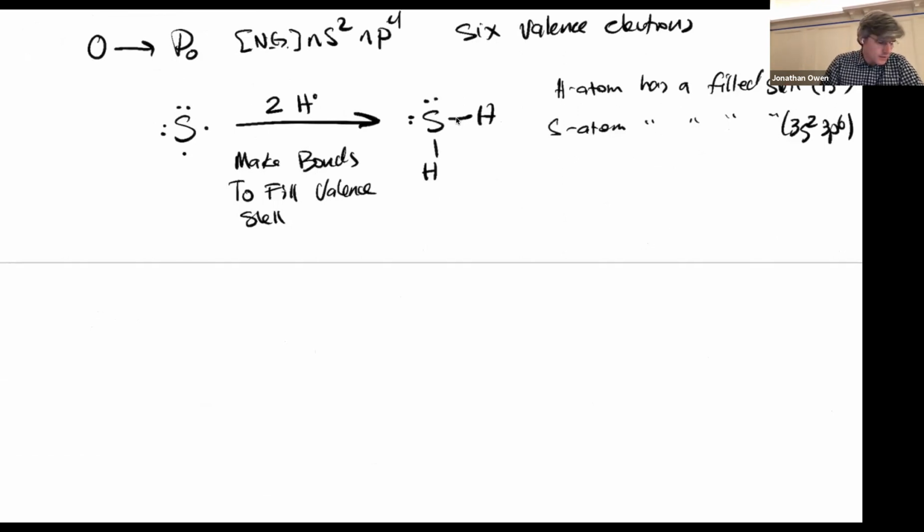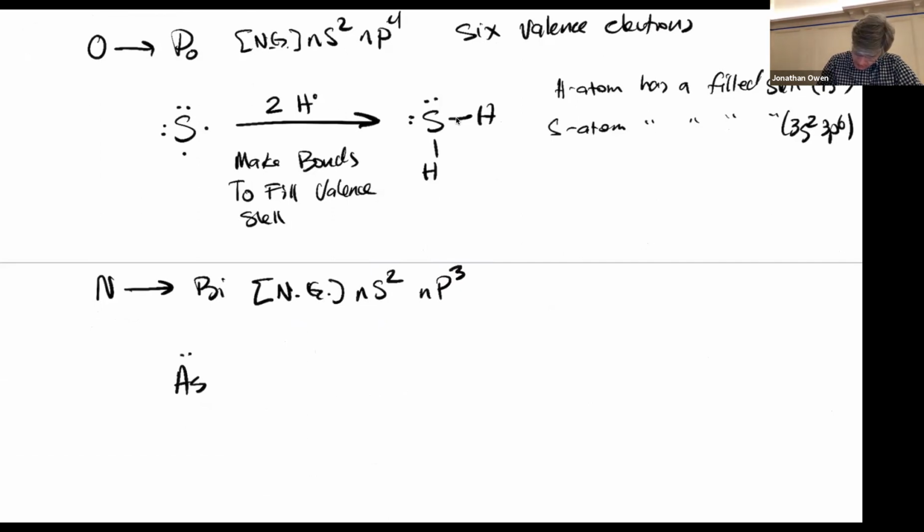So let's do this again. This time we're going to do nitrogen to bismuth. All right. So again, you've got a noble gas core, plus you've got 2 s electrons and 3 p electrons, so 5 total. Let's do it with arsenic. Let's start out by drawing its 5 valence electrons. Okay, and then we're going to make bonds. We use 3 hydrogen atoms.